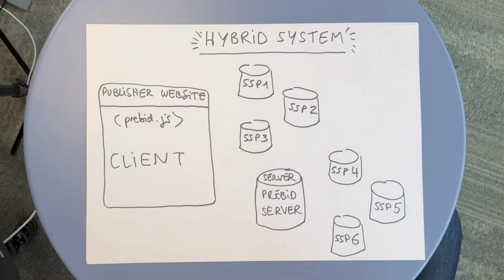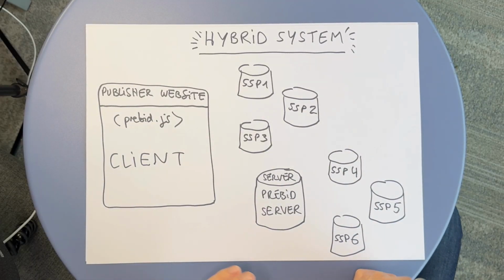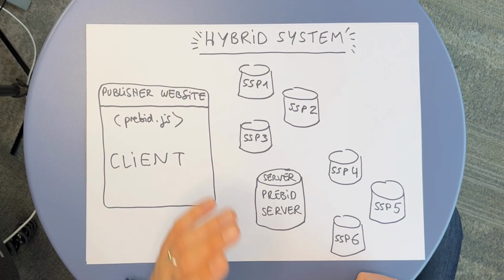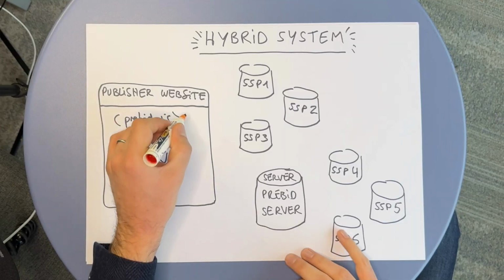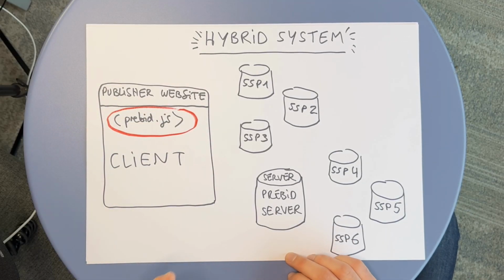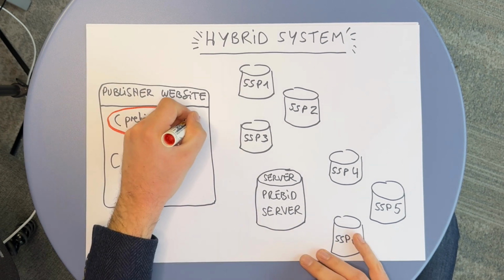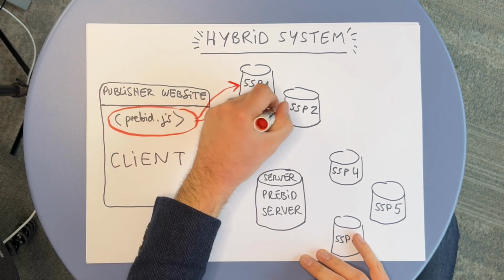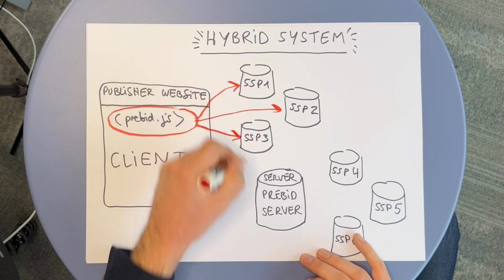Here's our solution. The idea is to have a hybrid system. You can have both client-side and server-side together in place, and they work complementary. Let me show you. You integrate a client-side Prebid.js within your website. This client-side solution will call the biggest partners that you have and that perform better on client-side. These guys, you don't want to move them on server-side.